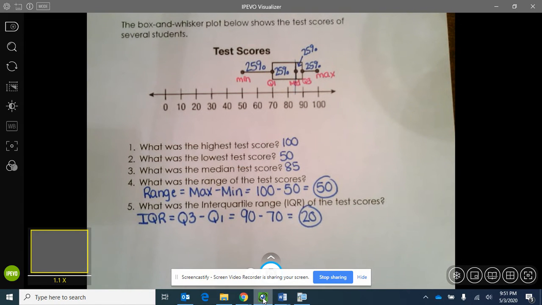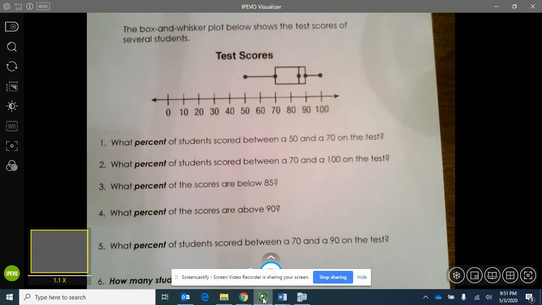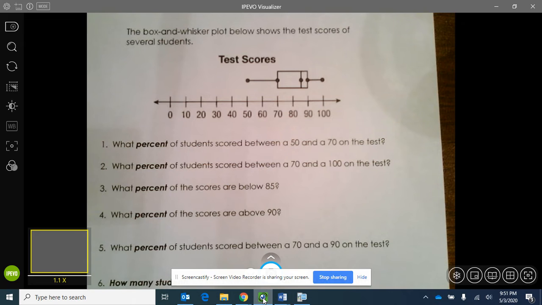Okay, so when you are interpreting box and whisker plots, you're going to be given the box and whisker plot. You just need to know how to pull data out of it. So let's take a look at a couple other examples here. I have one more box and whisker plot I want you to look at. It says the box and whisker plot shows the test scores of several students. Okay, so we're still looking at our test scores here.